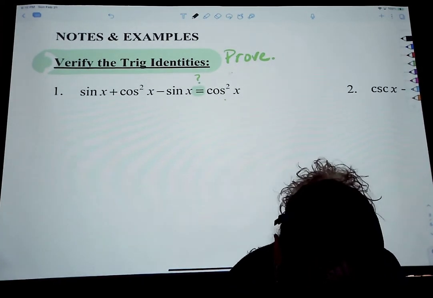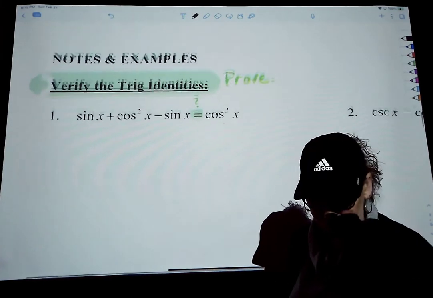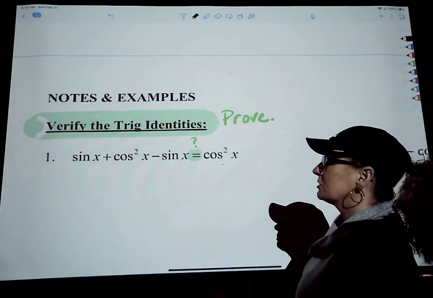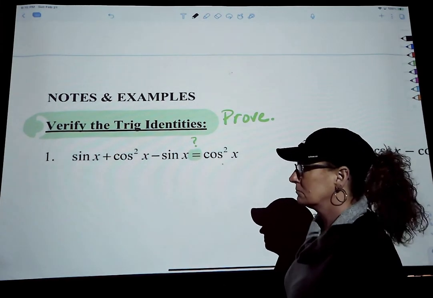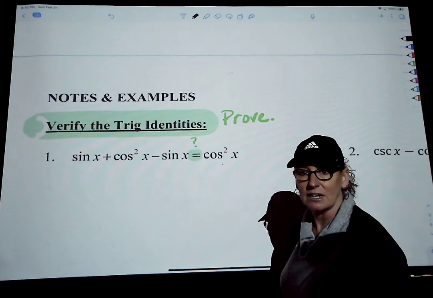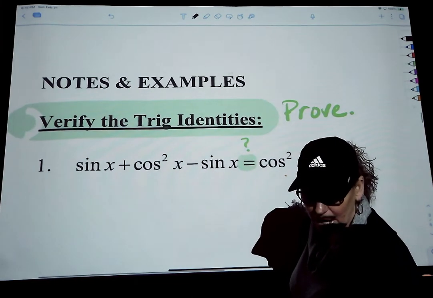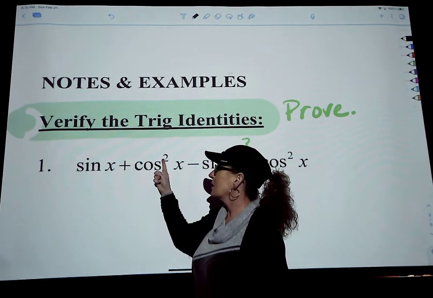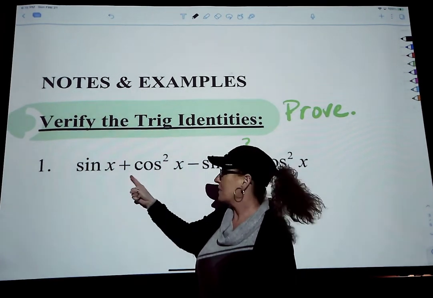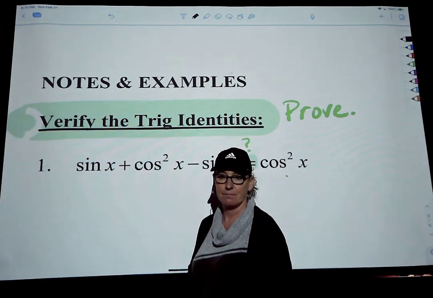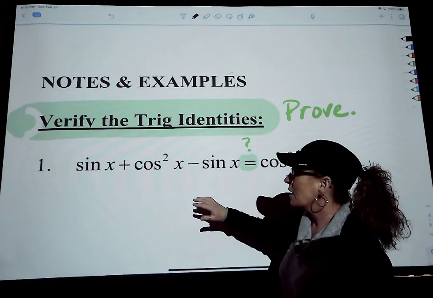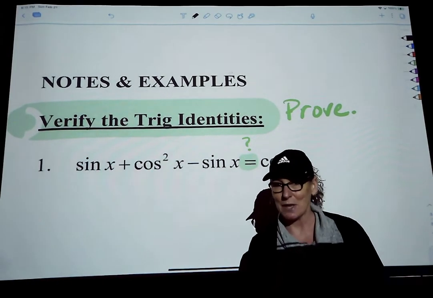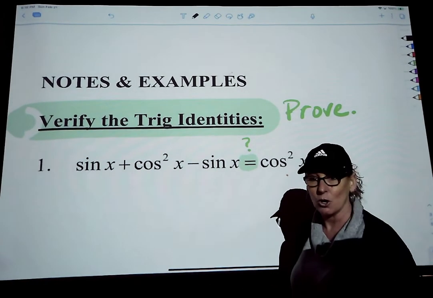First one, good news. Super, super simple. What are you going to try to do? You're going to try to turn everything to sine and cosine. No, it's already in sines and cosines. Oh, how about this? Can you say sine plus cosine squared is 1? No, that one's not squared. You can't do that. How about subtract cosine squared from both sides? No, you can't do that because you don't know that that's an equation.